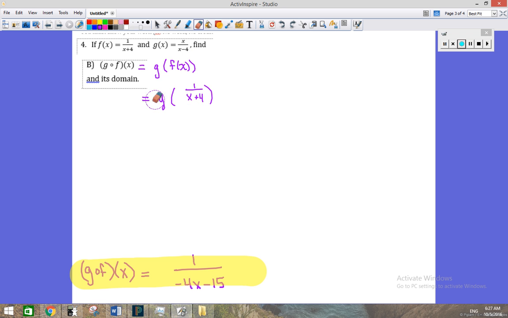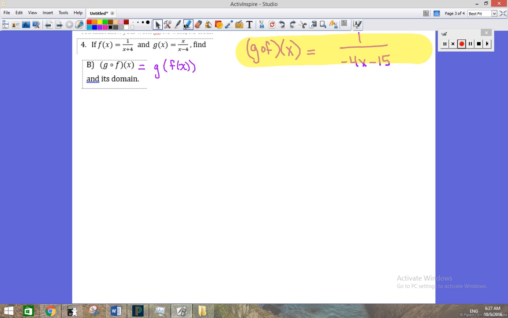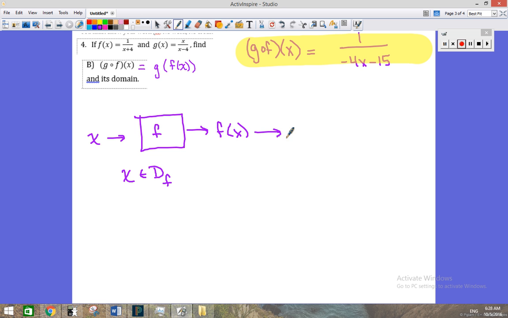Now, let's find the domain for this composition. Two things always have to be true when you're finding the domain of a composition. X has to be in the domain of the first function. So here, x has to be in the domain of f, and the output of this first function needs to be in the input of the second function. Otherwise, there won't be a y value that comes out of the second function.